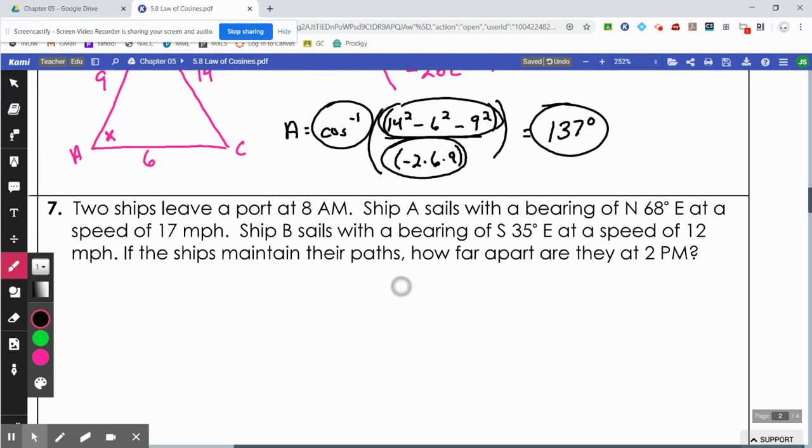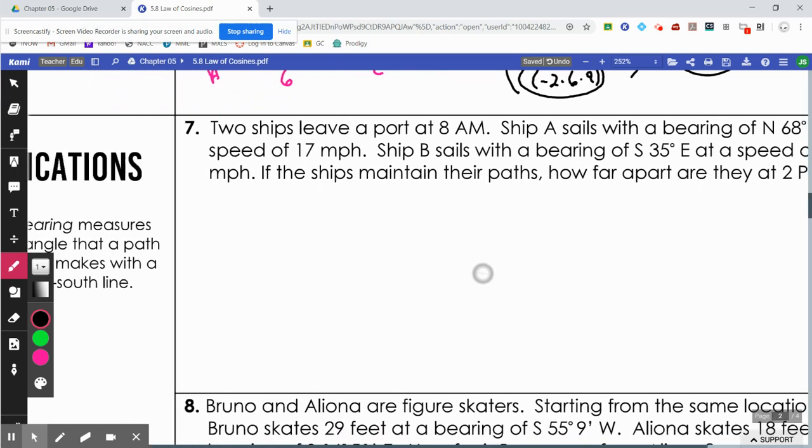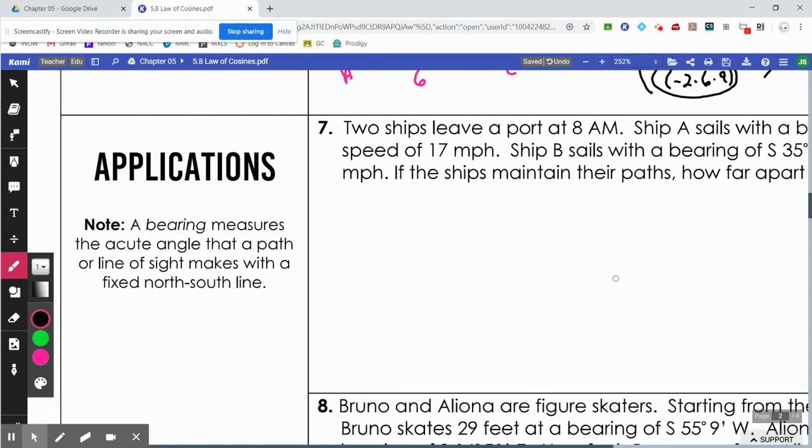Much faster. Number 7. Two ships, these are applications, and again, notice a bearing, make this note: a bearing measures the acute angle that a path or line of sight makes with a fixed north-south line.